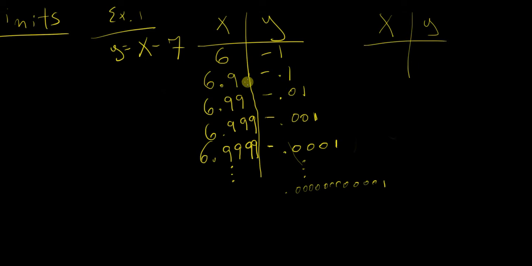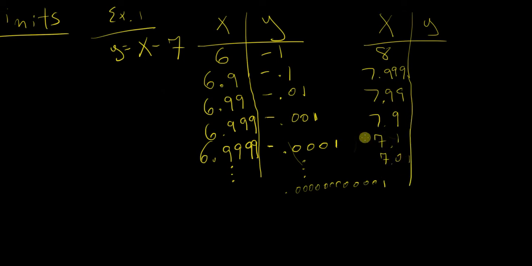We can also get closer to 7 if we start at 8 and work our way back to 7. So let's start at 8, and we're going to go to 7.9, 7.99, 7.999, and then eventually we will get to 7. We'll get to 7.1, and then 7.01, and if we keep going, we'll get to 7, but as you know, we don't care what happens at 7, we care what happens as we tend to 7.